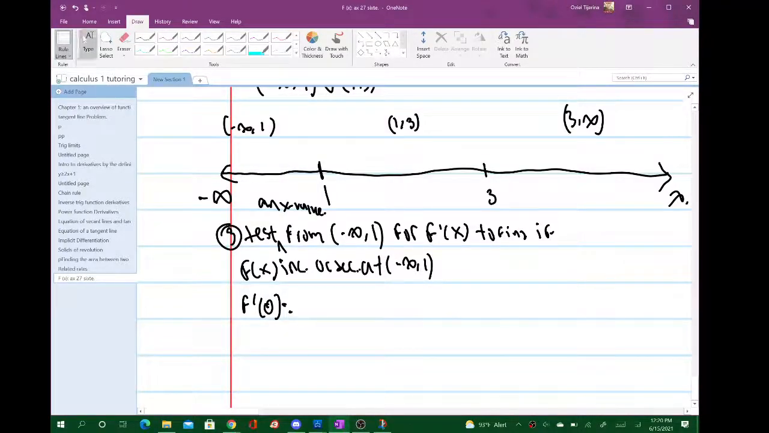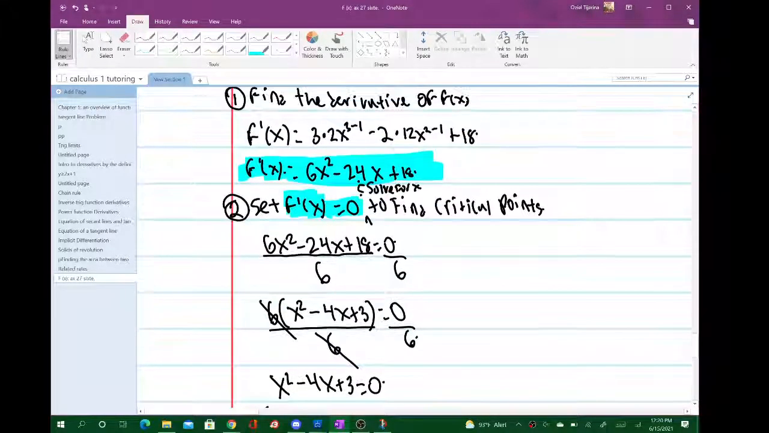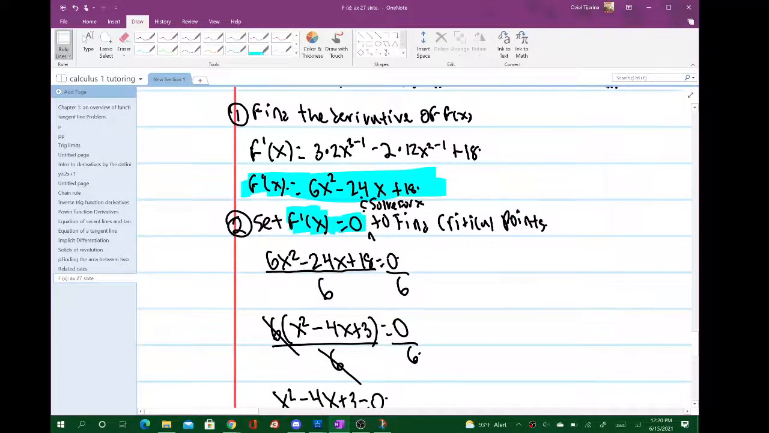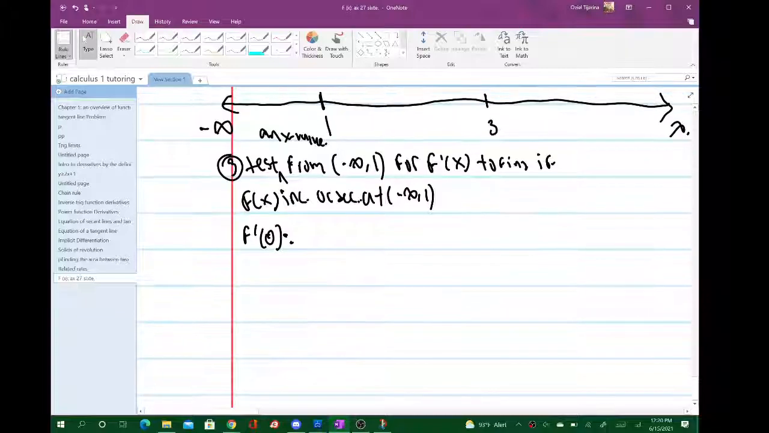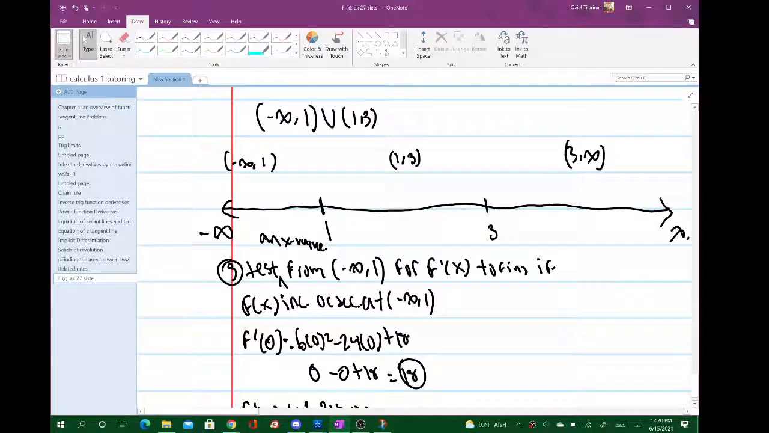Right? If we do that, it'll give us 0 squared. So our derivative f prime of x, remember, f prime of x is 6x squared minus 24x plus 18. F prime of 0 is going to be 6 times 0 squared minus 24 times 0 plus 18. So you have 0 minus 0 plus 18. This is just 18, so it's positive. So we know that it is positive there.